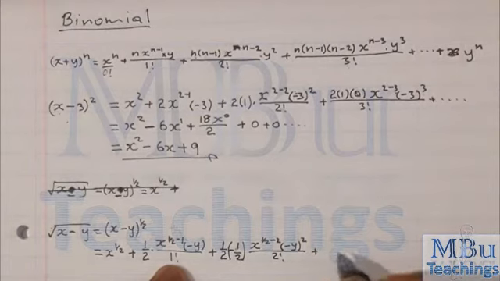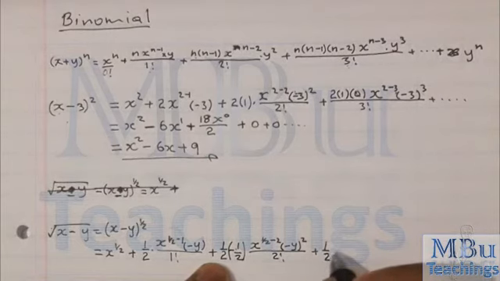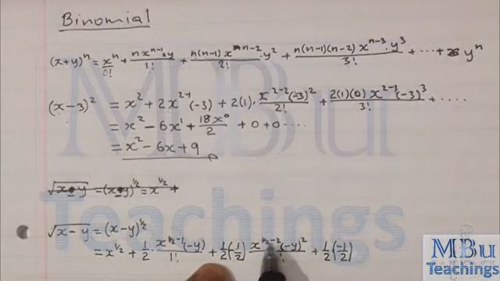Plus, go on with it, start from the beginning. We have a half times minus a half. Now let's talk about this one.